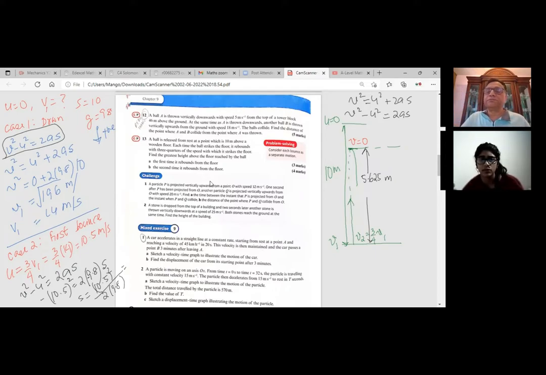Is that clear to you? For the first time it rebounds. So we have answered the first time. For the first time, it rebounds from the floor. Find the greatest height. So the greatest height is 5.625.